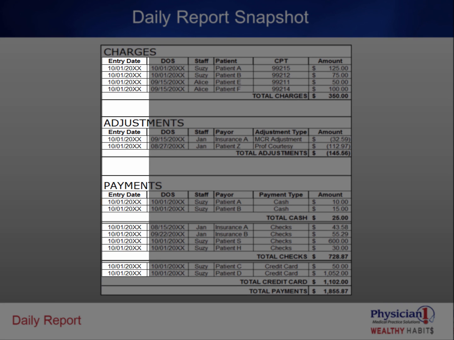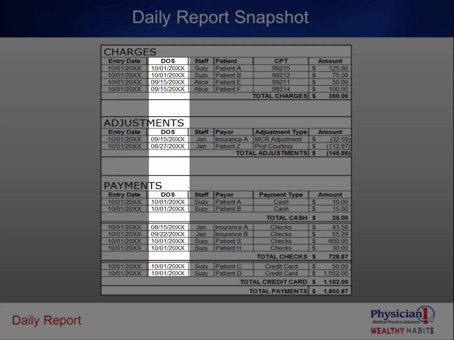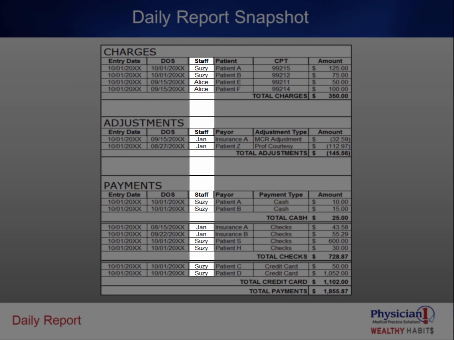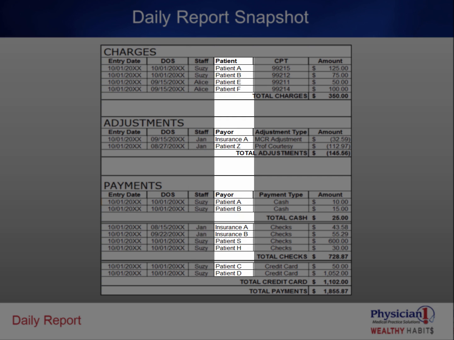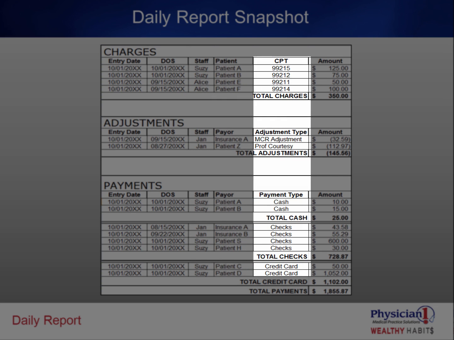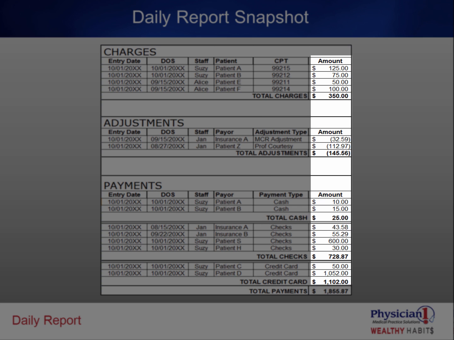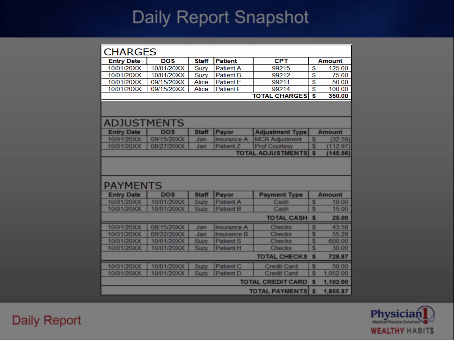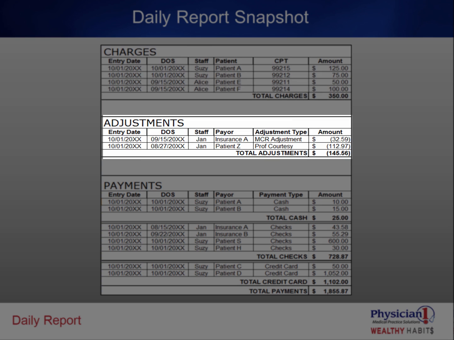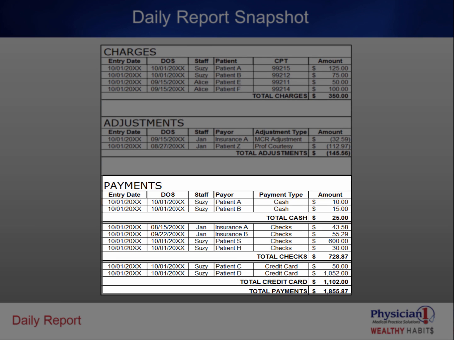Here you see columns for the date the transaction was entered, the date of service, the staff member that entered the transaction, the patient name or payer, the transaction description, the amount charged, paid, or adjusted. You see total sections of charges, adjustments, and payments.